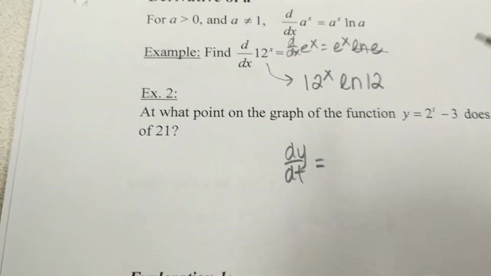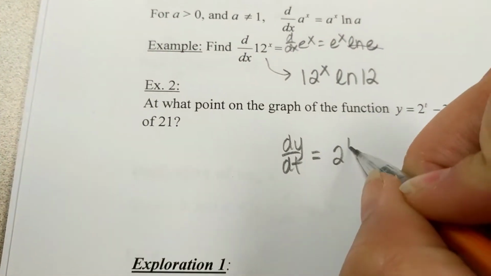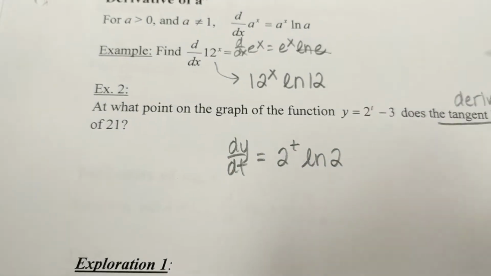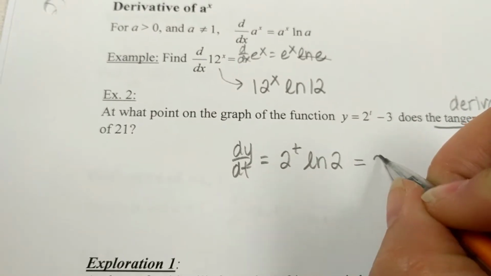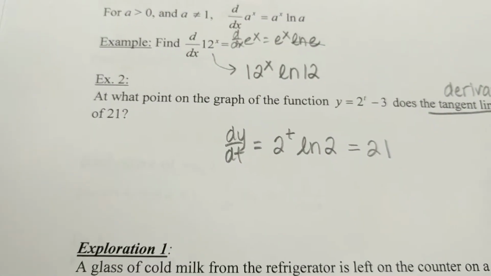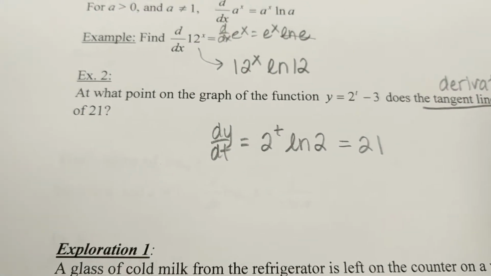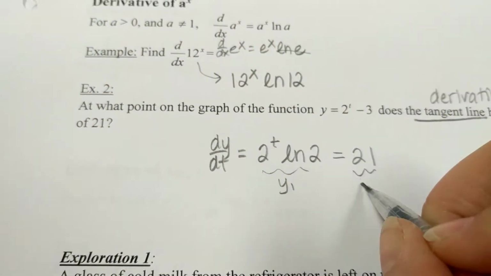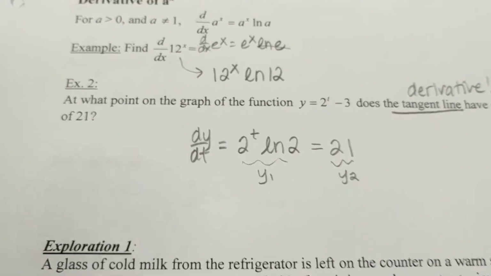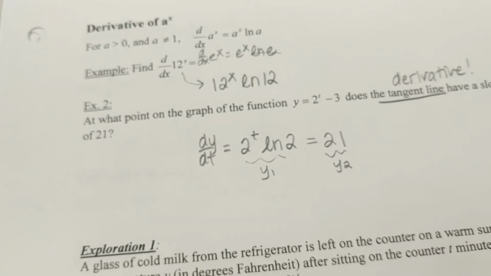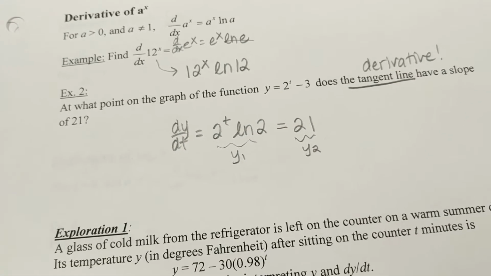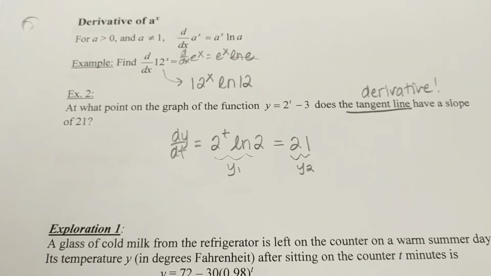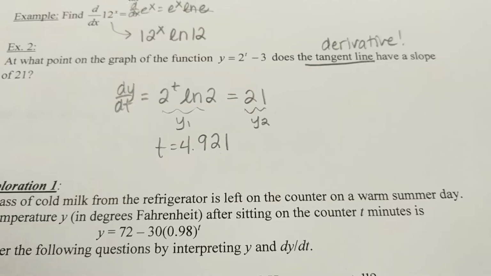And the derivative of 2 to the t is 2 to the t natural log of 2. And they want to know, where is that equal to 21? Now, what I would strongly encourage is to just graph this in y1, graph this in y2, and find the intersection. You could do this one out algebraically. You do not have to. So take a minute and solve that equation.